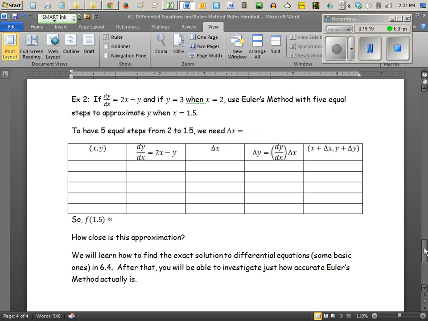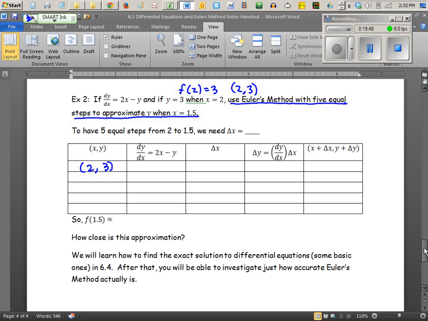This time there's a slight difference in the way things are worded. They said that y is 3 when x is 2, but that's just another way of saying that f of 2 is 3, or that (2, 3) is on the particular solution. In fact, this is our starting point in the table, see? This time they didn't really tell us delta x, but it says use Euler's method with 5 equal steps to approximate y when x is 1.5.